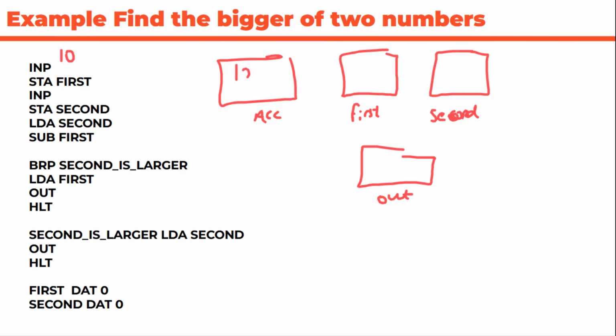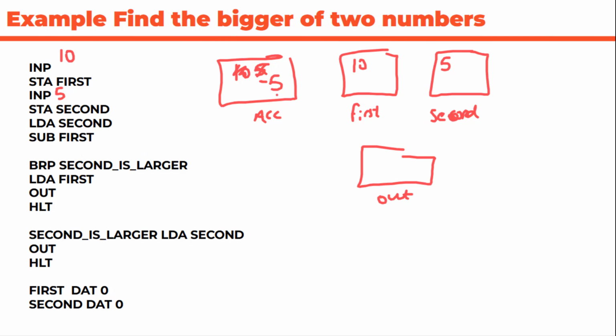So we've inputted the first and we stored that. So we input 10, that goes into the accumulator. Store 10 in the first box. We input the second one, smaller number this time, which is 5. So 5 goes into the accumulator this time and it gets stored in second. Then we load second. Well, 5's already there, so happy days. And we subtract first. So we take 10 from 5 and that gives us minus 5. Then it says branch, if positive or 0, second is larger.